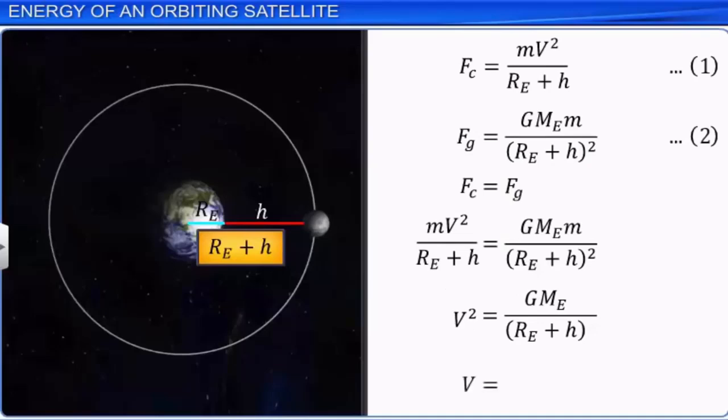Once you know the expression for the speed of the Moon in its orbit, you can find the kinetic energy of the Moon using the expression KE is equal to half mv square.